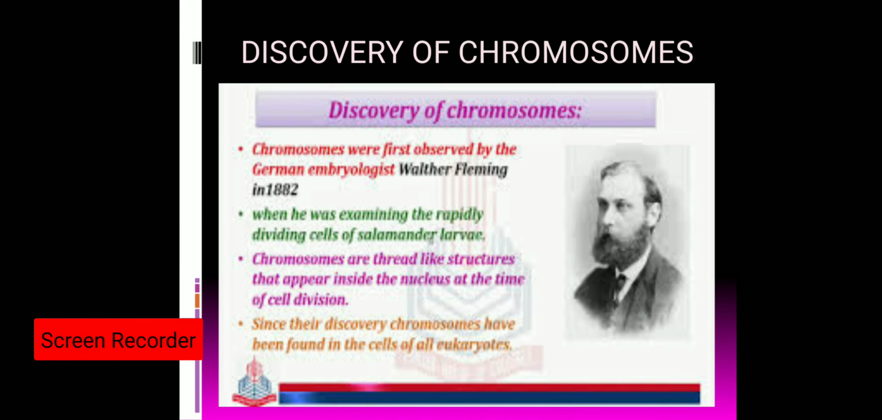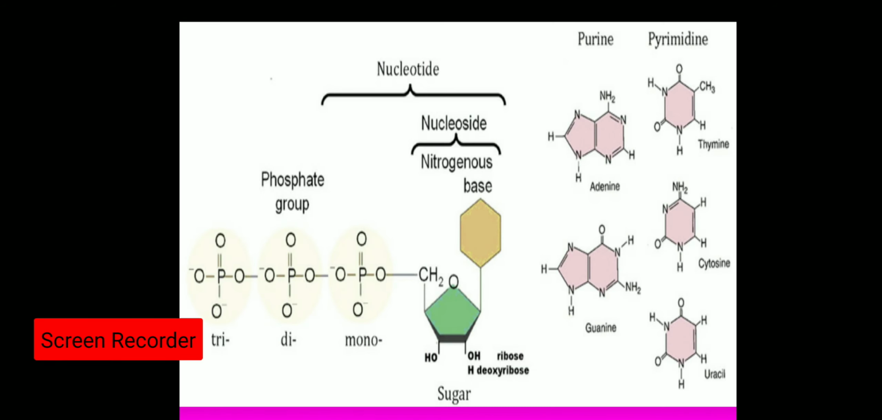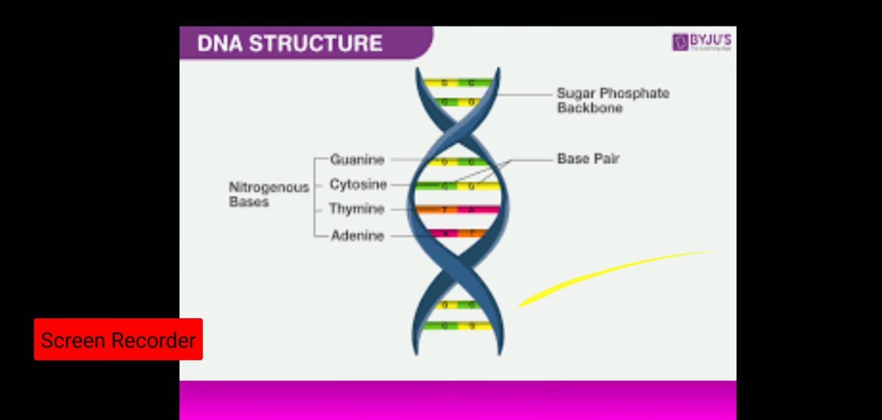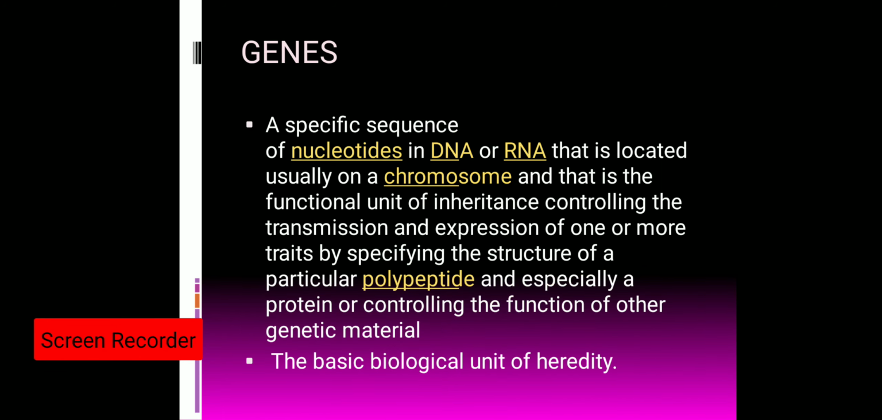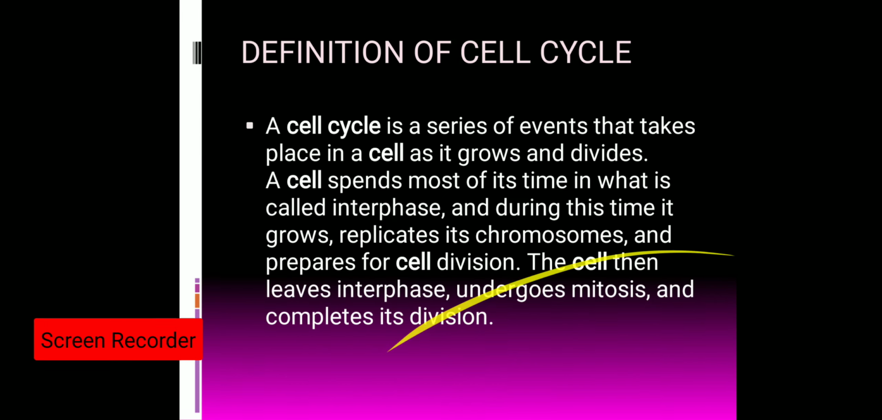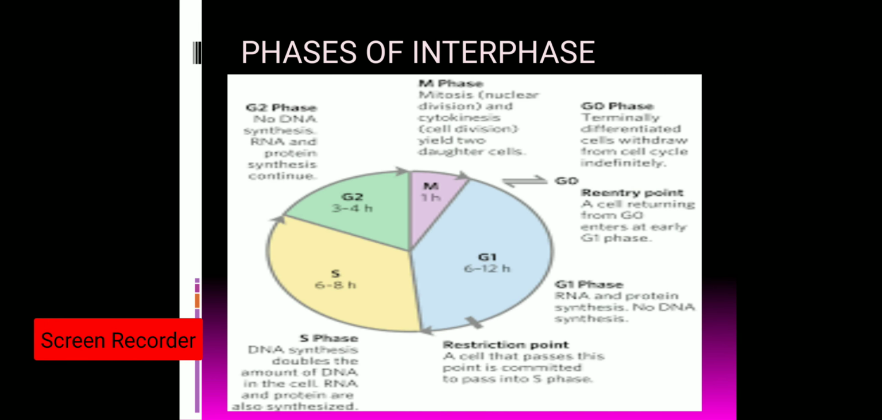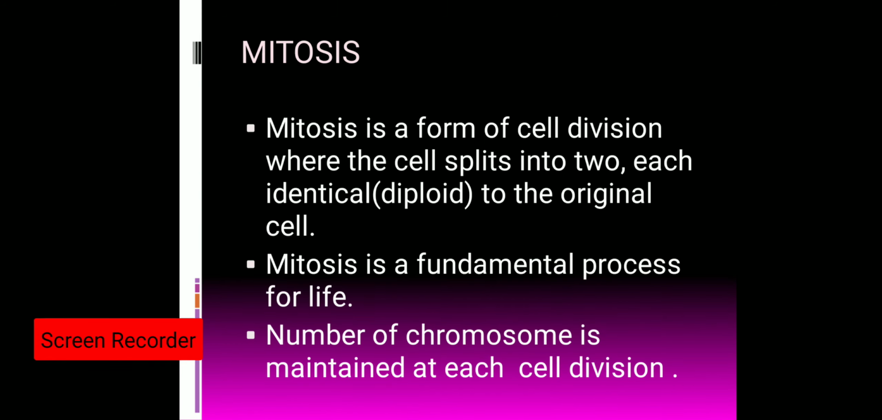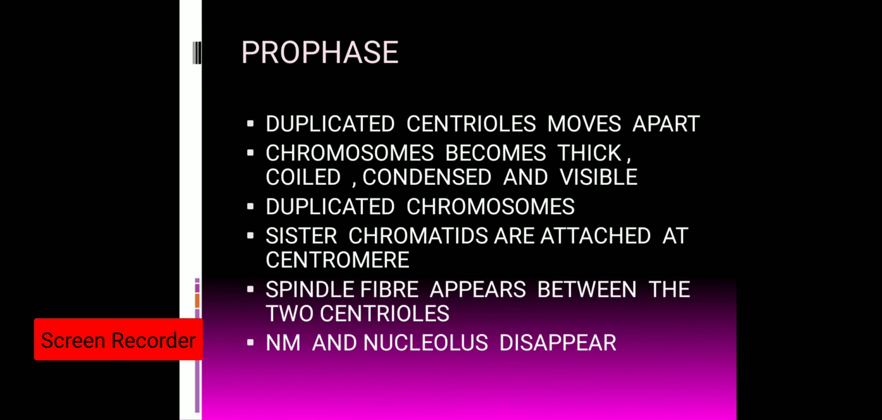So we were discussing the chromosomes. We have already discussed mitosis. Today we have to start with meiosis. There are two types of cell division, that is mitosis and meiosis. We have already discussed mitosis and its significance also. We have seen the difference of mitosis in plant cell and animal cell.